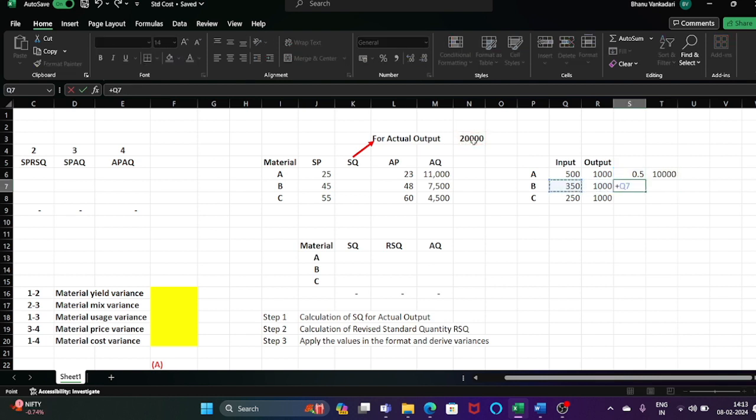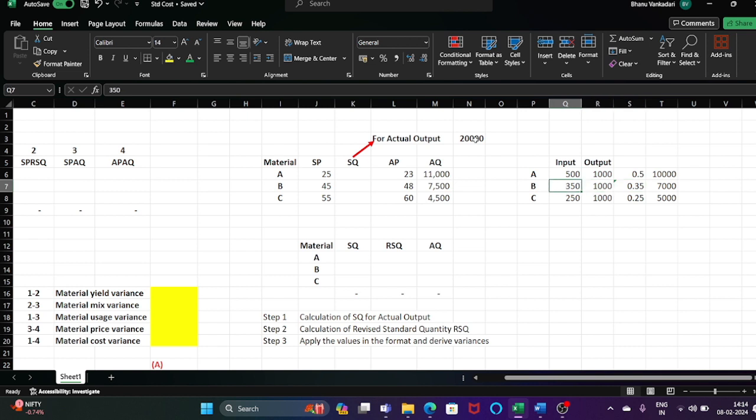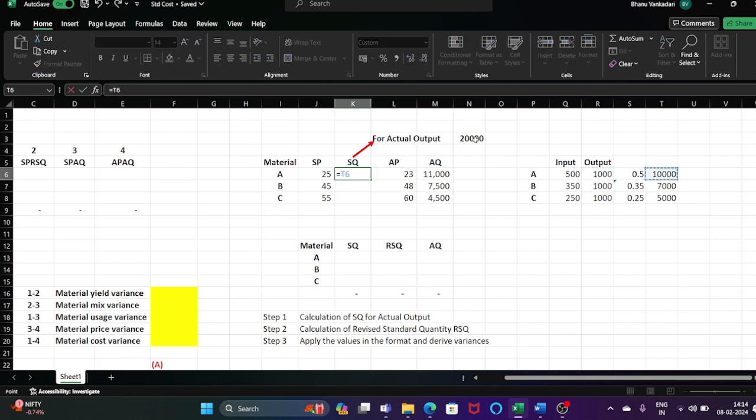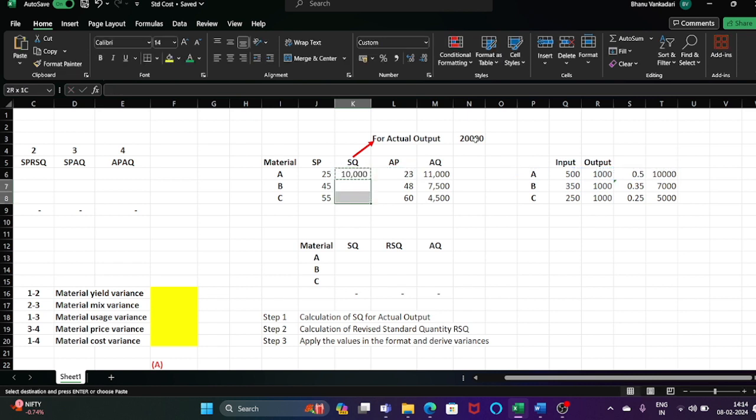Similarly, 350 input is required for 1000. So for 20,000 kgs, 7,000 kgs is required. In a similar way, 250 kgs for 1000. For 20,000 kgs, we need 5,000 kgs. So we arrived at the standard quantities. Take the standard quantities. This is the standard quantity.